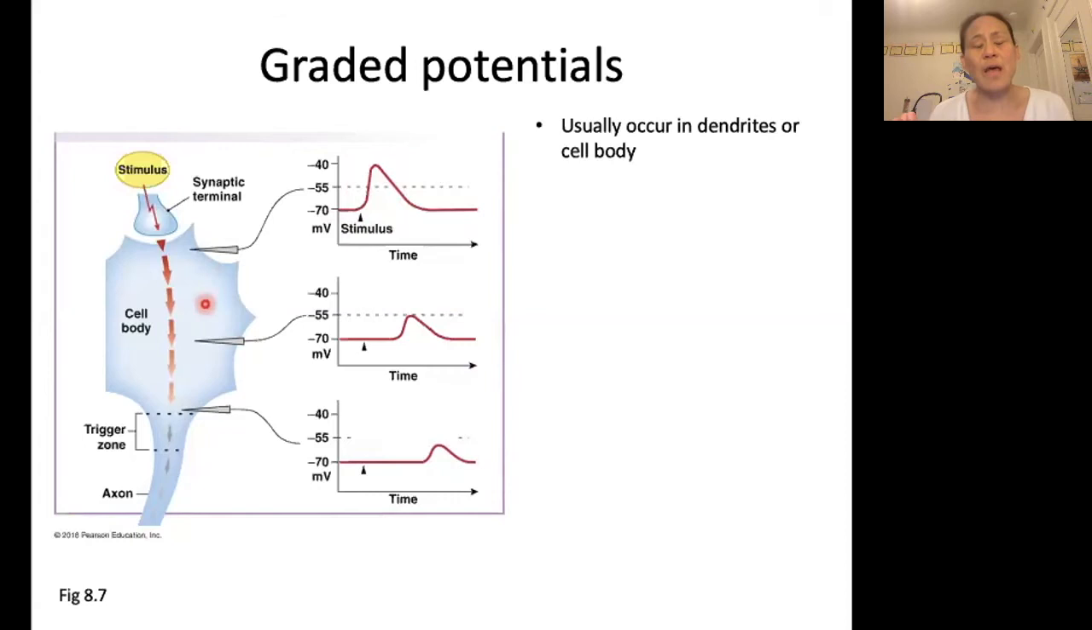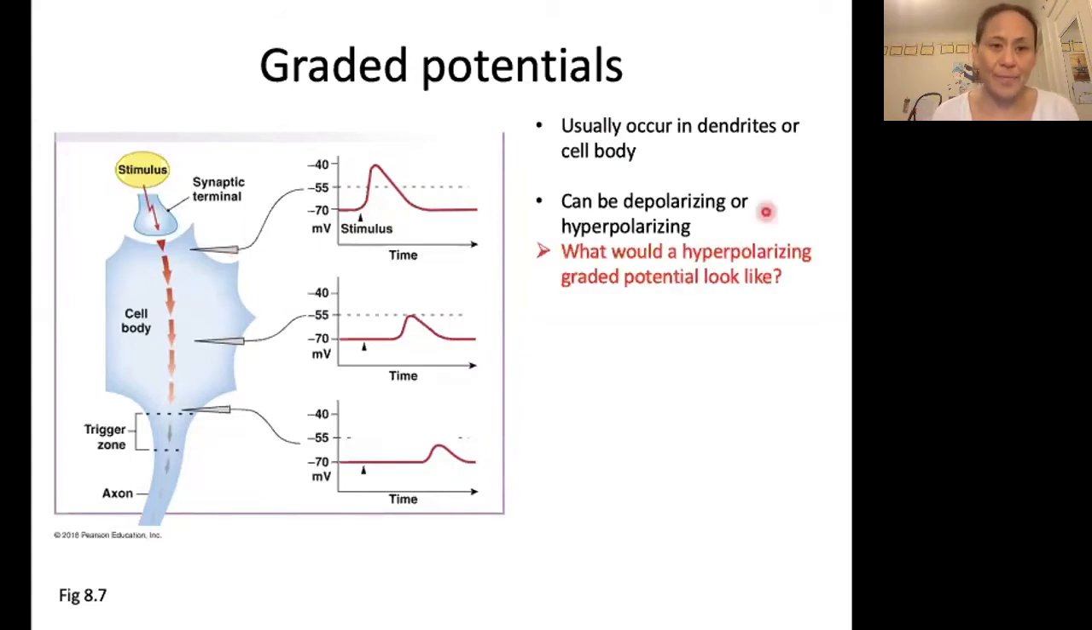Let's talk about some of the characteristics of graded potentials. First of all, they usually occur in the dendrites or in the cell body, just like in this example, where we have this graded potential happening in the cell body. They can be depolarizing or hyperpolarizing. If we look at this graded potential right here, we can see that it is depolarizing. Can you imagine what a hyperpolarizing graded potential would look like? Go ahead and either draw or describe that on your worksheet. Hit pause if you need to.